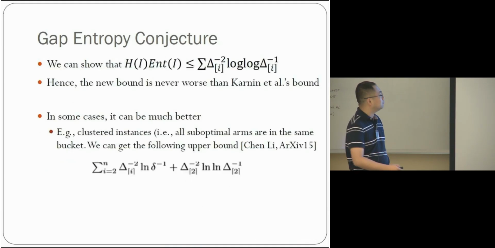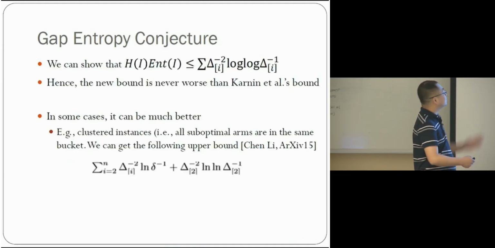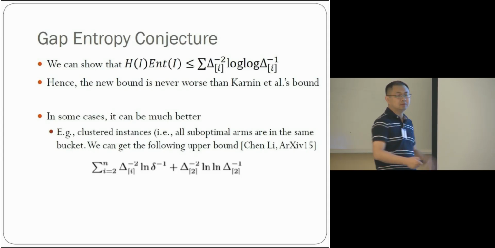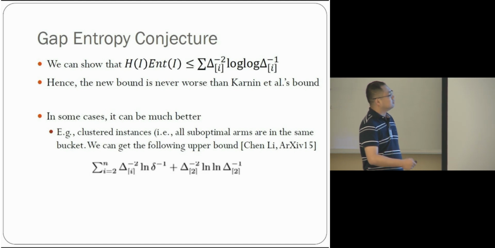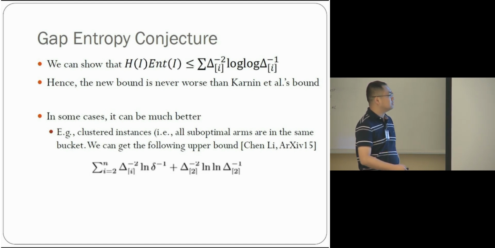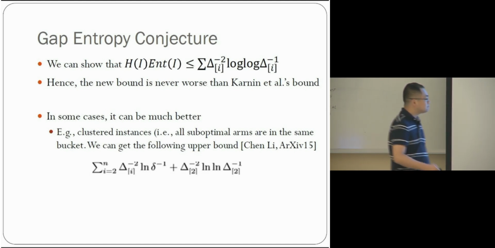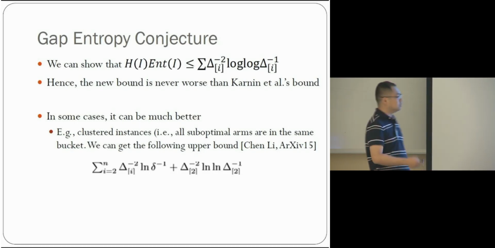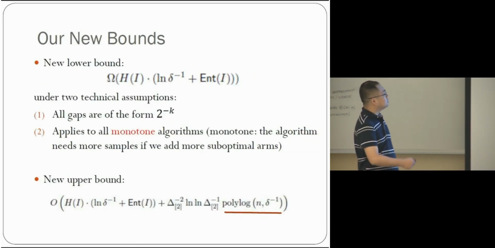Please come to the poster. We can prove that this gap entropy term is not worse than Karnin's lower bound, and sometimes it can be much, much better. For example, if all the arms are located in one bucket, the entropy is much smaller. Okay, so this is our new bound.